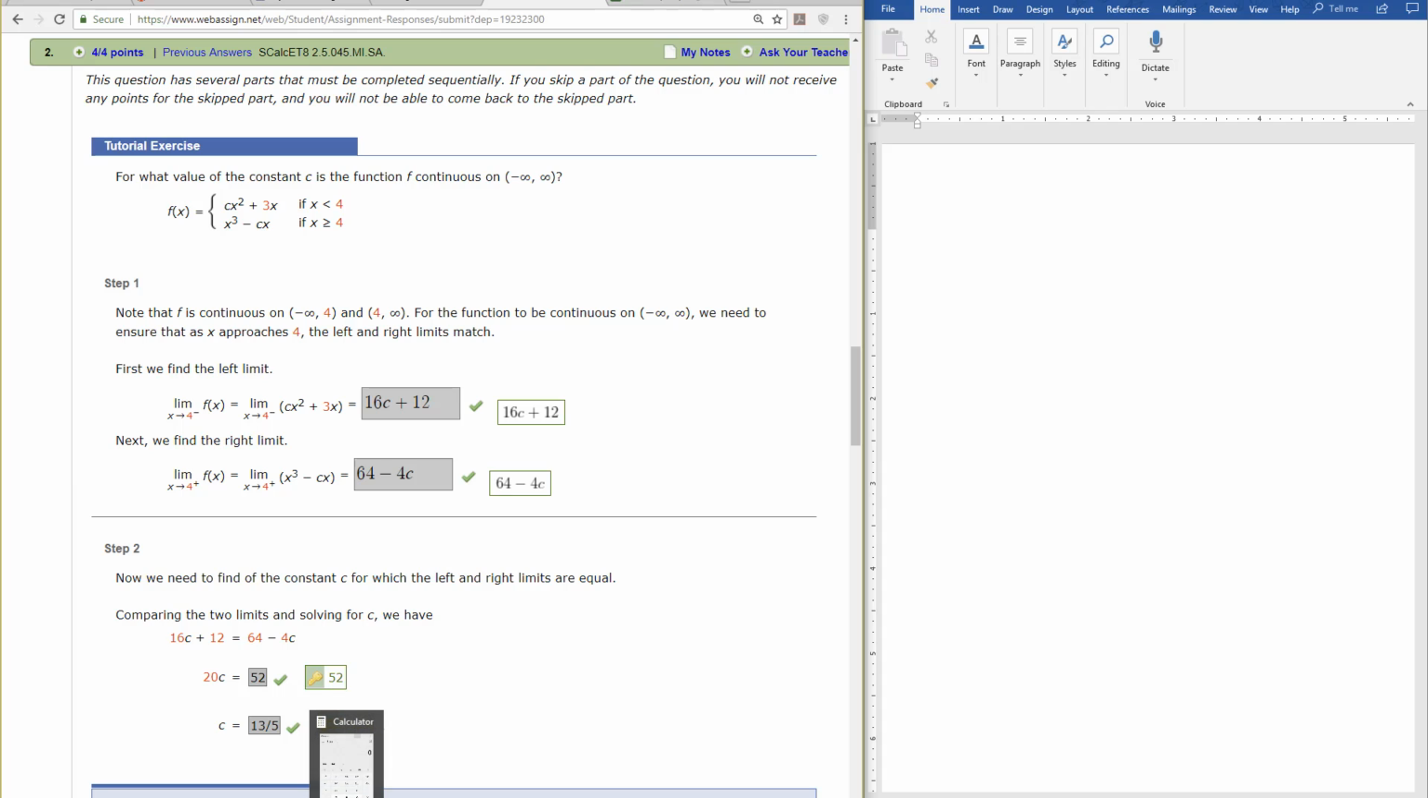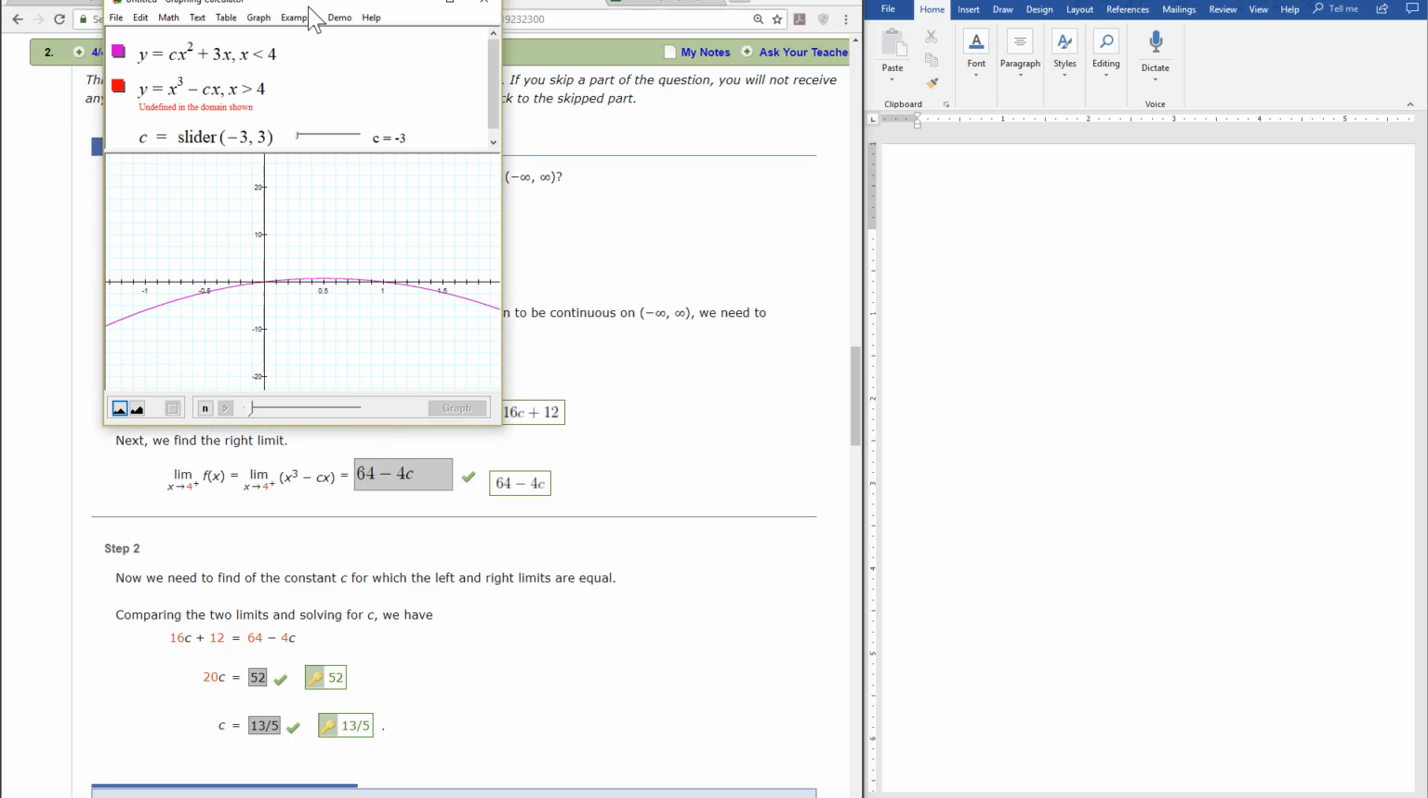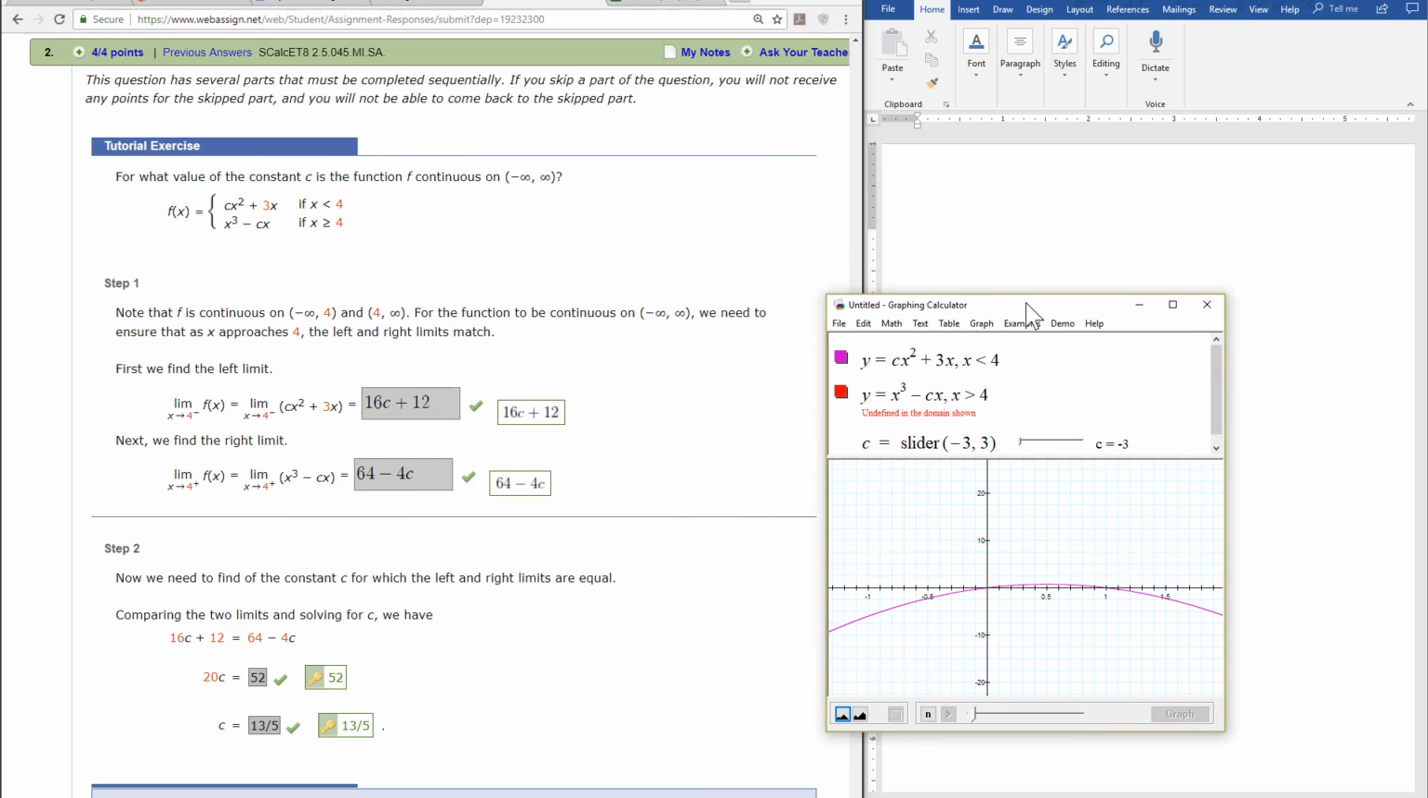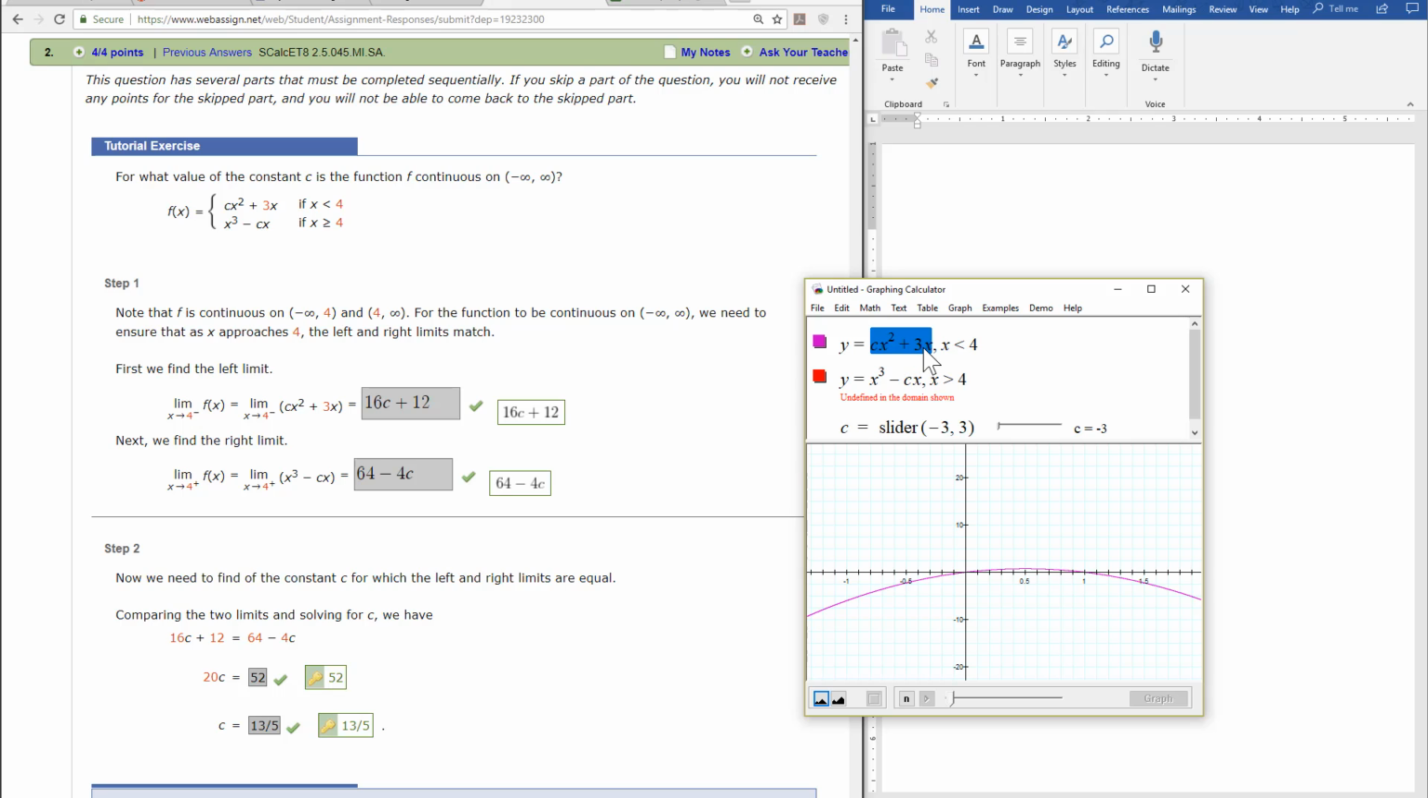Let's take a look at a graph of this, because I think the graph is kind of interesting to look at. Here is kind of like an animation type thing, where we took a look at the graphs of each of these things. So c times x squared plus 3x when x is less than 4, and then we have x cubed minus c times x when x is bigger than 4. Technically it should be bigger than or equal to, but it's not going to matter because we're going to take a look at this graphically.